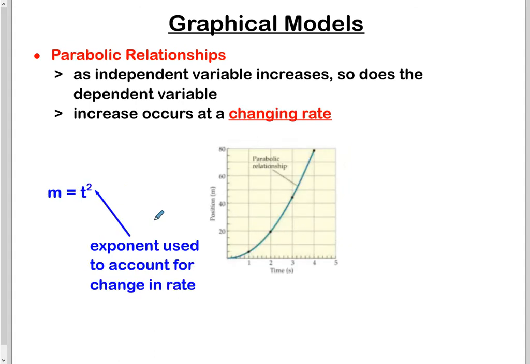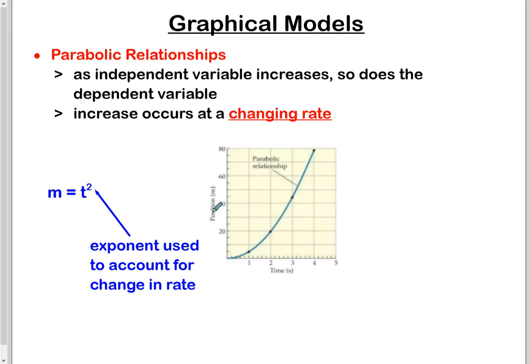Another type that we are going to encounter is parabolic relationships. As the independent variable increases, so does the dependent variable, but this occurs at a changing rate. Sometimes, if I just showed you this before, you'd say, oh, it's growing exponentially. And that's true, right? If I included the other half of this, it would make a parabola that you've seen in math class. But if we just look at one side, it looks like it's growing exponentially. To describe that relationship, we would use an exponent, whether it be 2 or 3 or 5 or whatever we determine it to be.